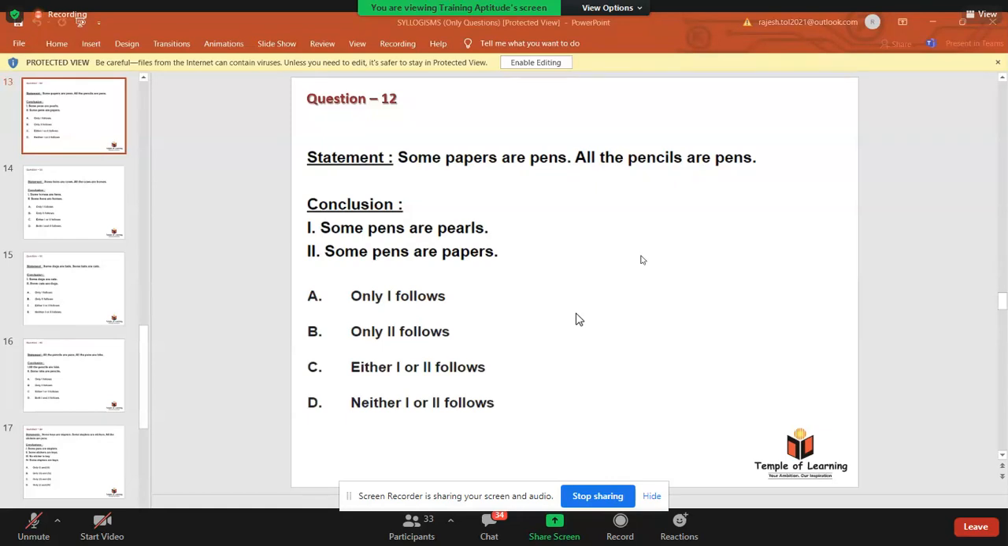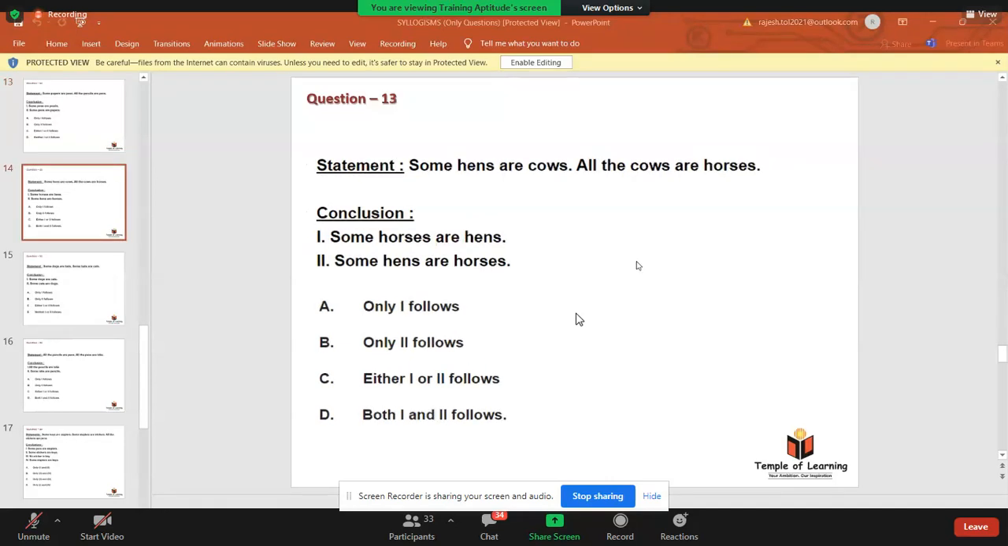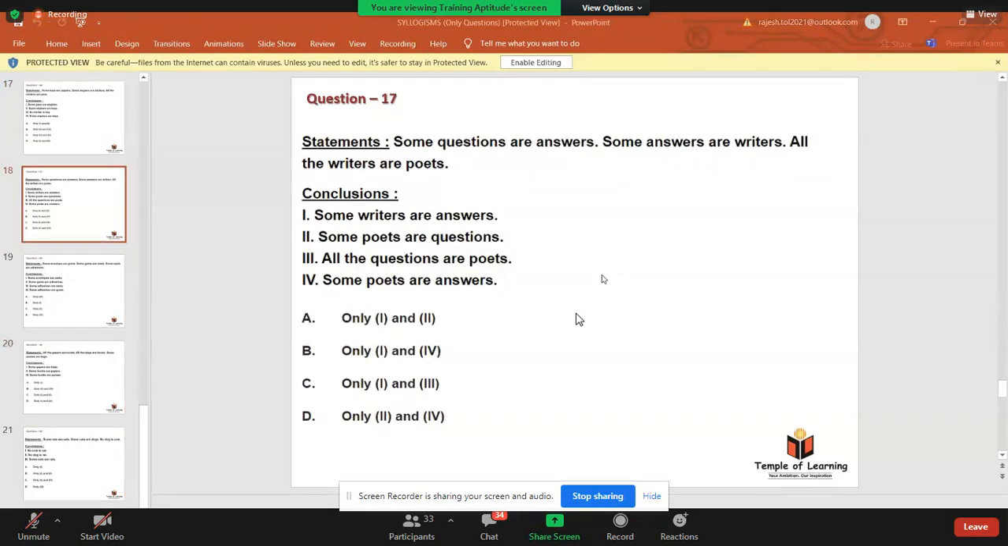Paper, pen, pencil. It should be pencil. Instead of some pens are pearls, make it pencils. Question number 12: some pens are pencils. No, it should be something else. Okay, ignore it. What could it be? Pearls might have been written deliberately. 3 minutes left.